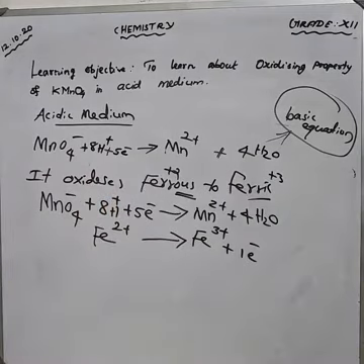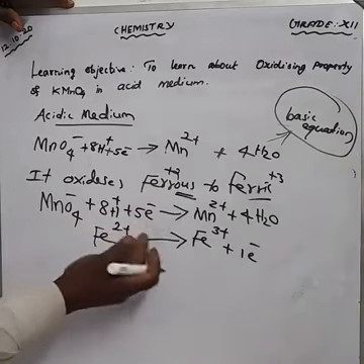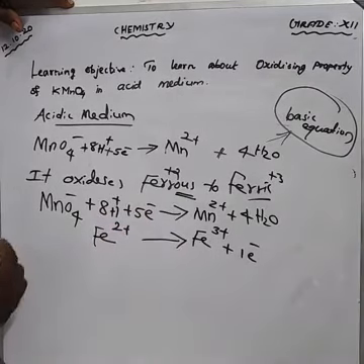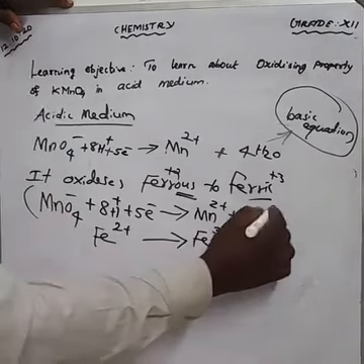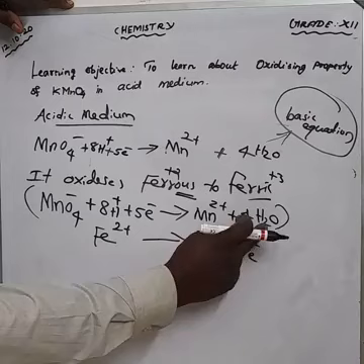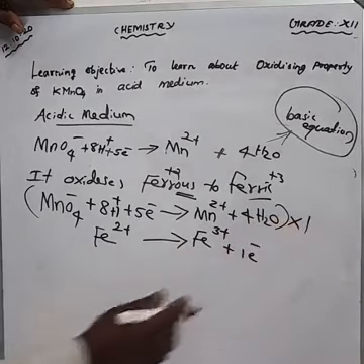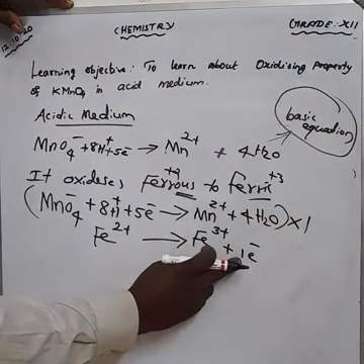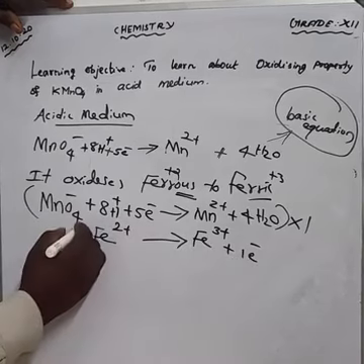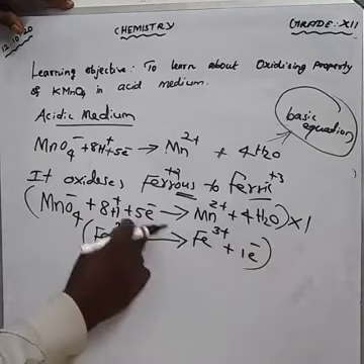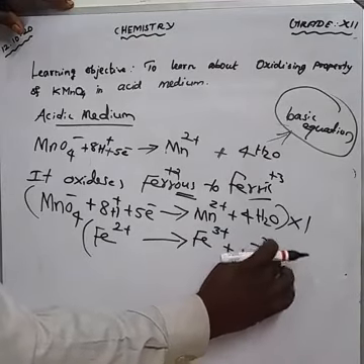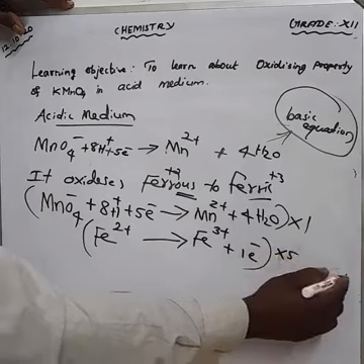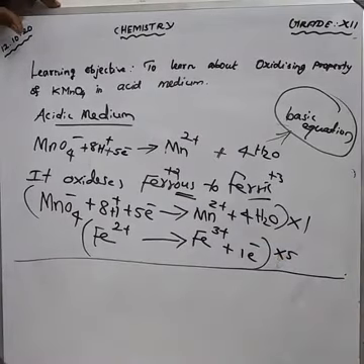Here, balanced. Now equate the electrons or equate the charge by multiplying. This equation is multiplied by 1, because 1 electron. And here it should be multiplied by 5. Multiplied by 5. Clear? Okay. So, what is the answer?